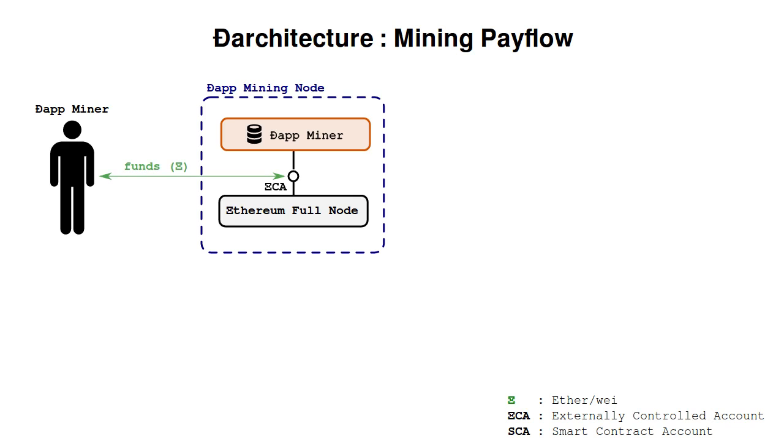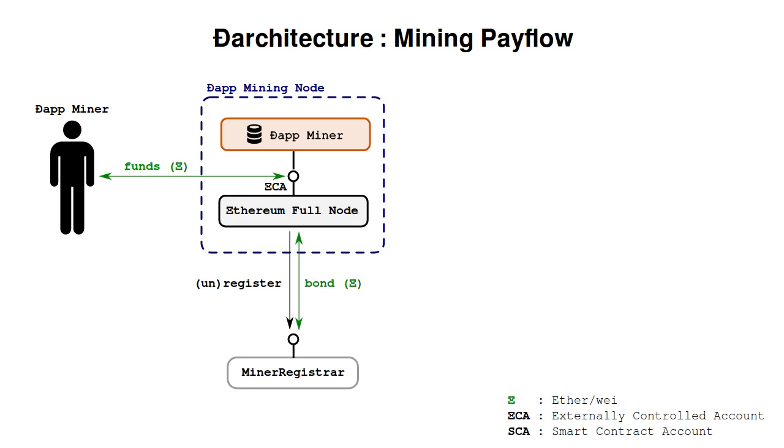Ethereum automatically creates an externally controlled account, or ECA. This is the account through which the person operating the miner is able to supply and withdraw funds. Miners have to register and put up a performance bond. If a miner chooses to leave, they can unregister and this bond will be returned.